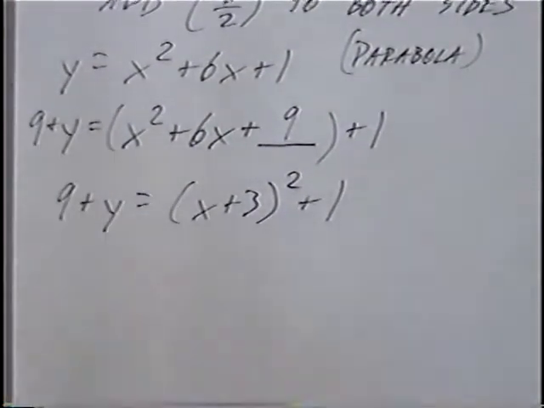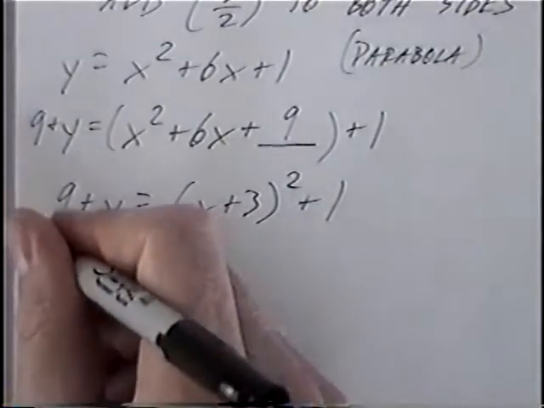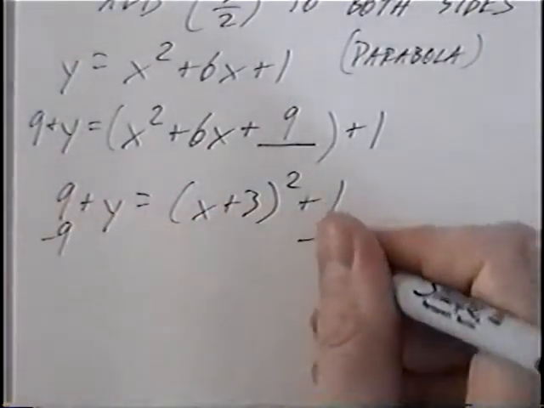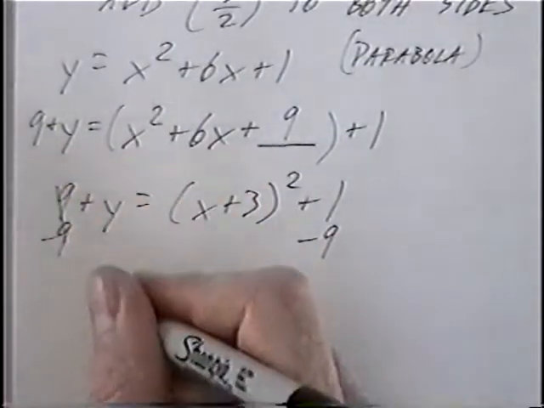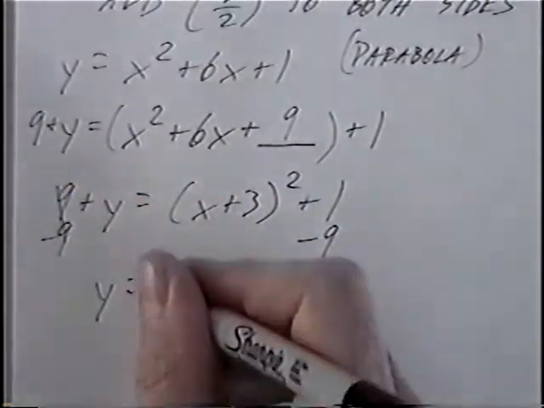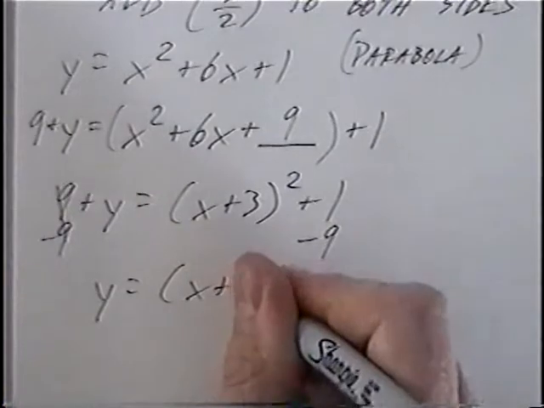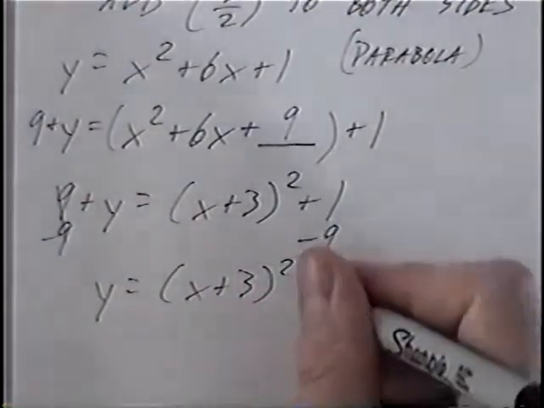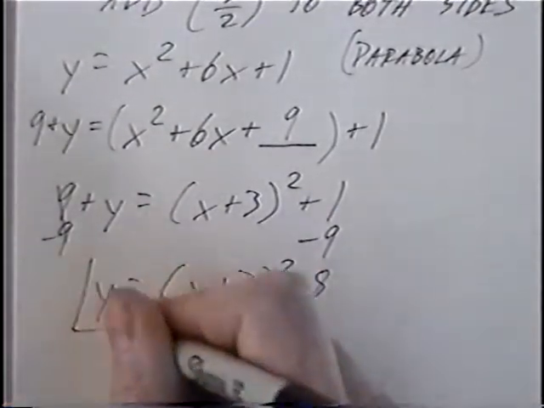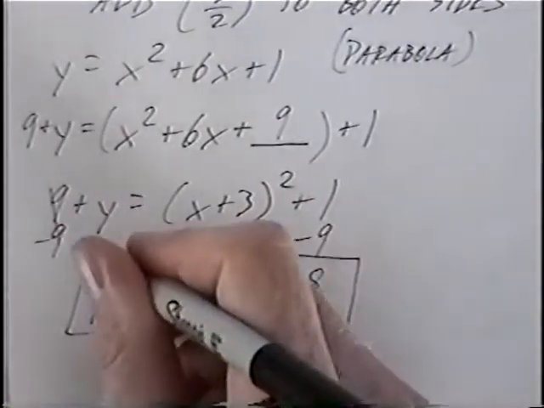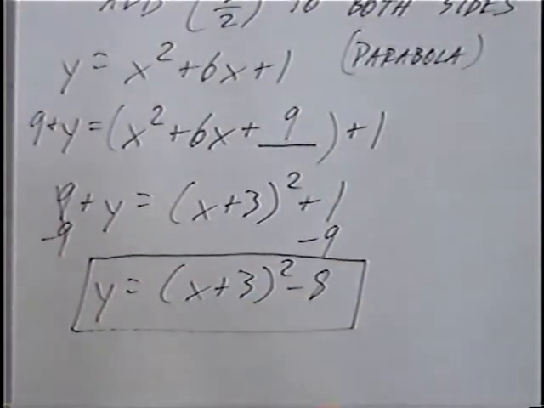Last step to put this in standard form for a parabola is to get y by itself. So we can subtract 9 on both sides. And our final answer would be y equals x plus 3 squared minus 8. And that would be the equation in standard form for the parabola.